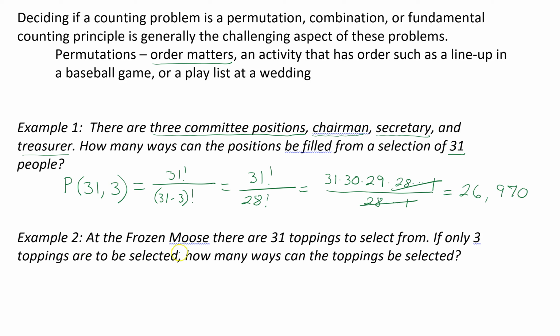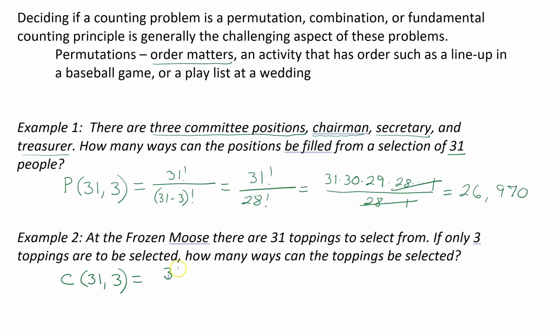Example 2. At the frozen mousse, there are 31 toppings to select from. I made that number up. It's probably not accurate. Well, we've got 31 toppings to select from. If only 3 toppings are to be selected, how many ways can the toppings be selected? Now, this problem doesn't specify or indicate that the order of the toppings being put on actually matters. And most of us would say, no, it really doesn't matter what order toppings are put on. So this is a combination. It's a combination of 31 toppings, but I can only select 3 of them.